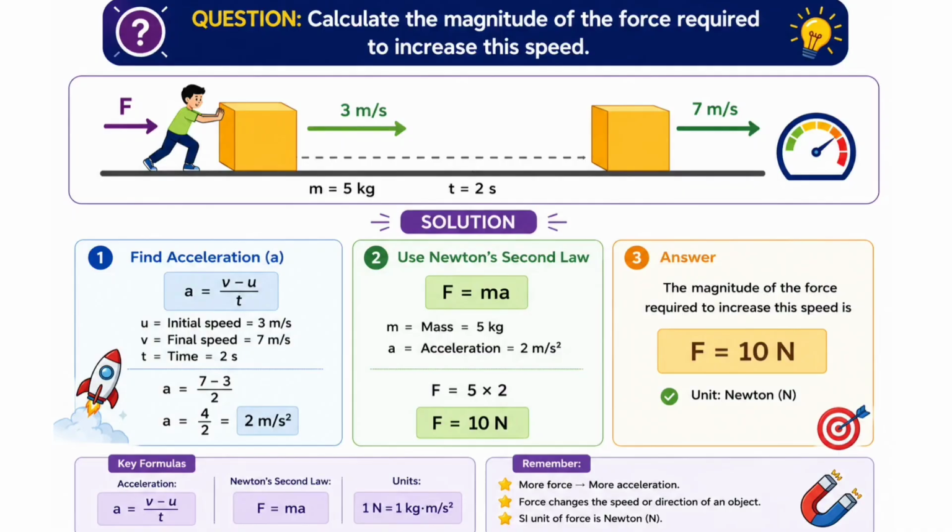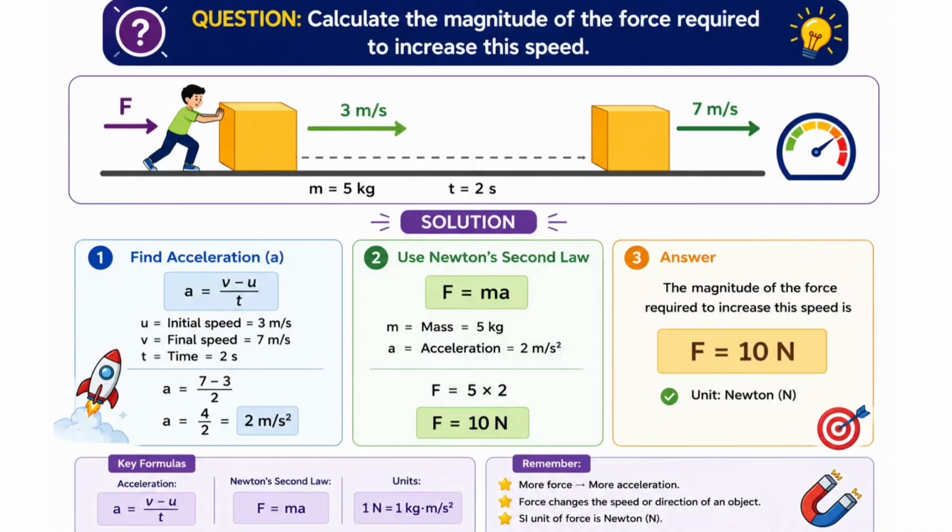Now, applying Newton's second law and final answer. Now, move over to the middle section, box number 2. Now that we have the acceleration, we can easily calculate the force using Newton's second law. F is equal to m into a. Let's substitute our values for mass and acceleration. F is equal to 5 into 2 is equal to 10 Newton.